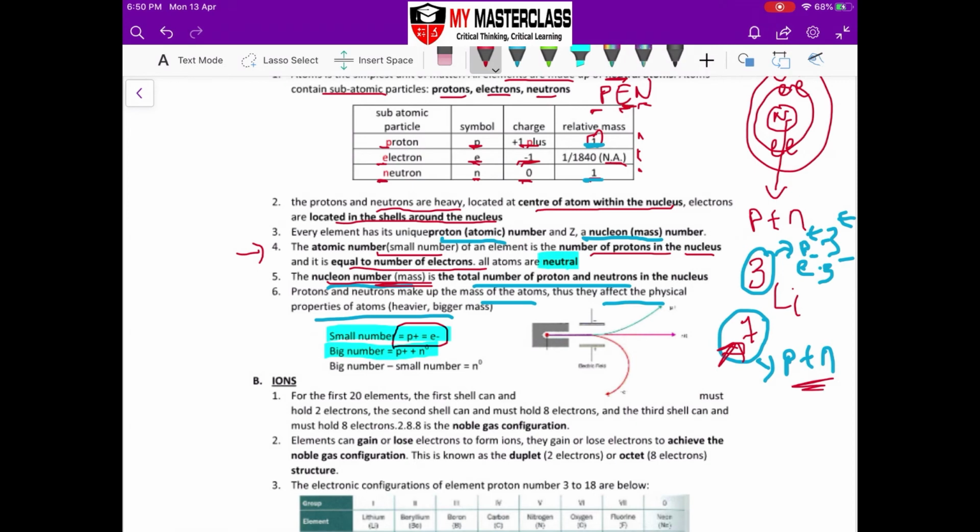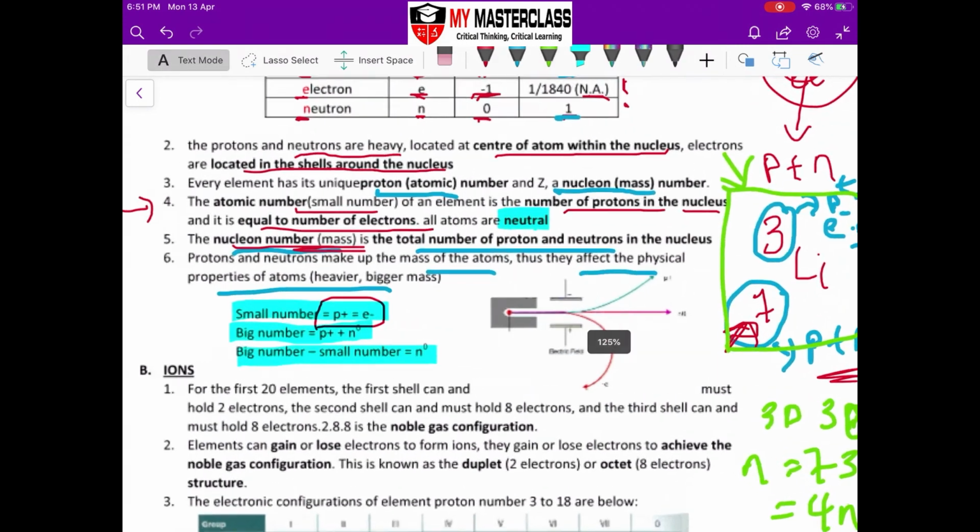If I take the big number minus the small number, you will know how many neutrons are inside. Back to the lithium example, when you see the symbol Li with 3 and 7, you know there are 3 protons and 3 electrons, because small number P equals E. And there are 7 minus 3 equals 4 neutrons. From the symbols in your periodic table, you will be able to tell what subatomic particles are inside them.